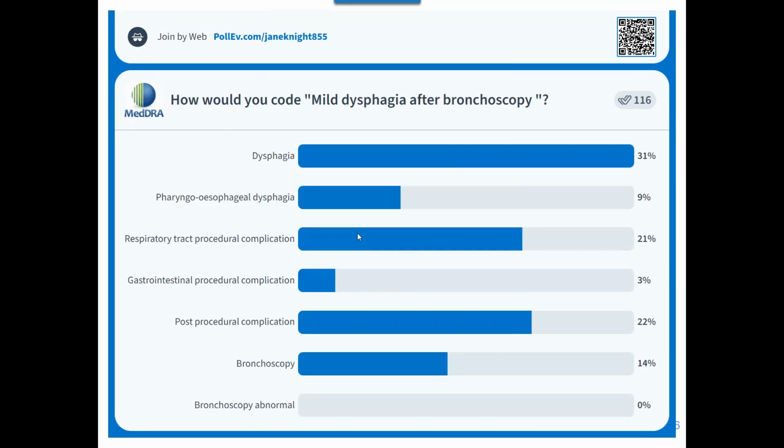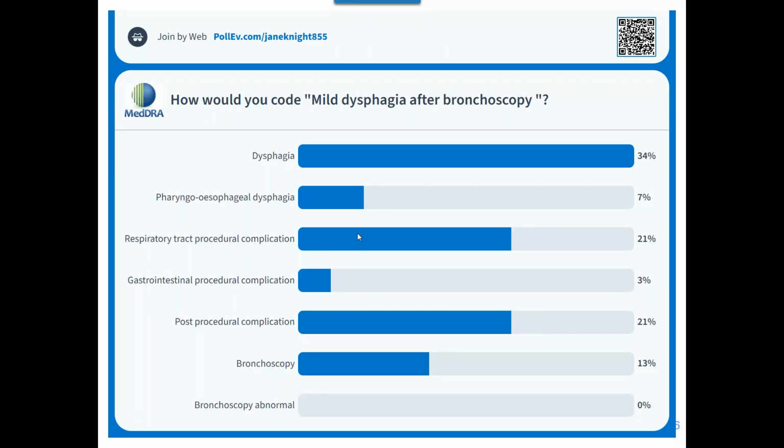Nobody's chosen bronchoscopy abnormal. Phew, I'm very pleased there. So what have we gone for? We've gone for dysphagia. Yes, that's what's reported, isn't it? Dysphagia. So we code as reported. Pharyngoesophageal, well, we don't know that necessarily. I know the bronchoscope's gone down through the throat, but it hasn't gone into the esophagus. It's gone into the respiratory tract.